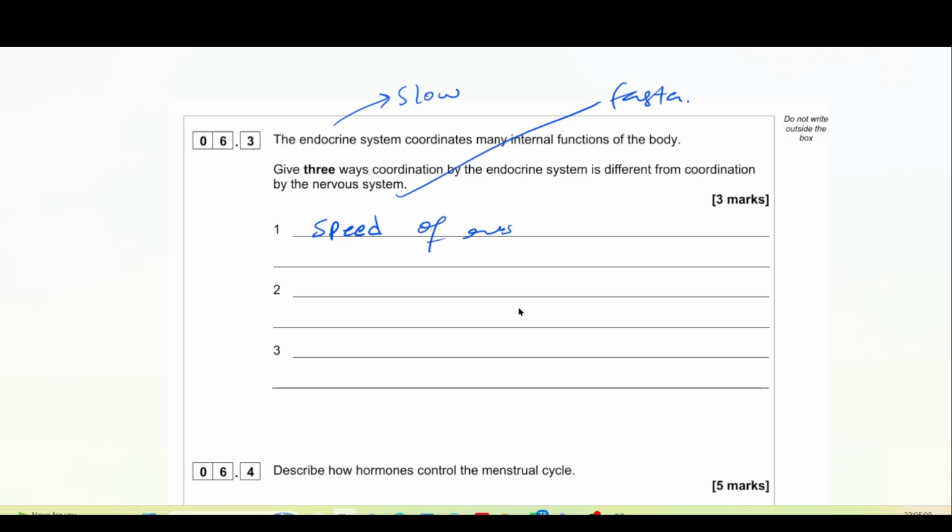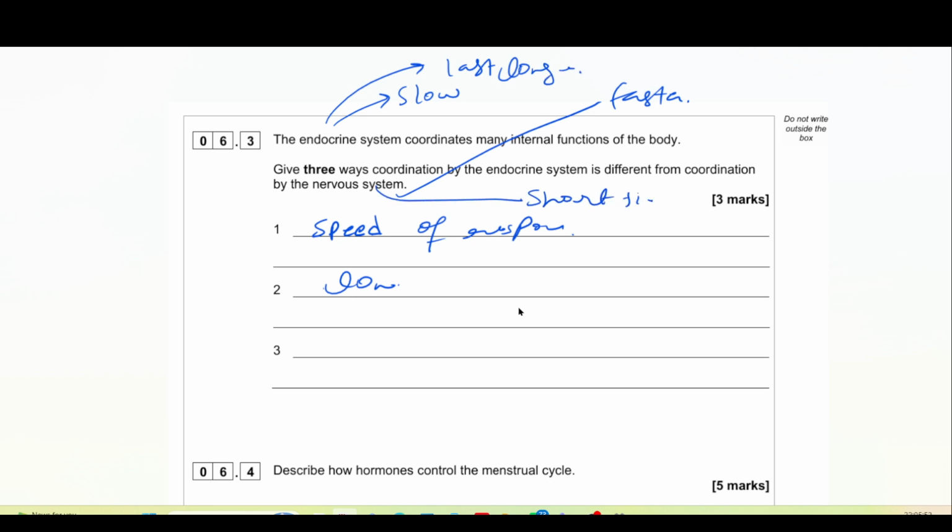Speed of response. Okay, next is duration of effect. What does the endocrine system do? They release hormones, like if we are scared, or when we have exams, when we become nervous. So these hormones are released by the endocrine system. The effect of the endocrine system lasts longer, but the nervous system's effect is very short-lived.